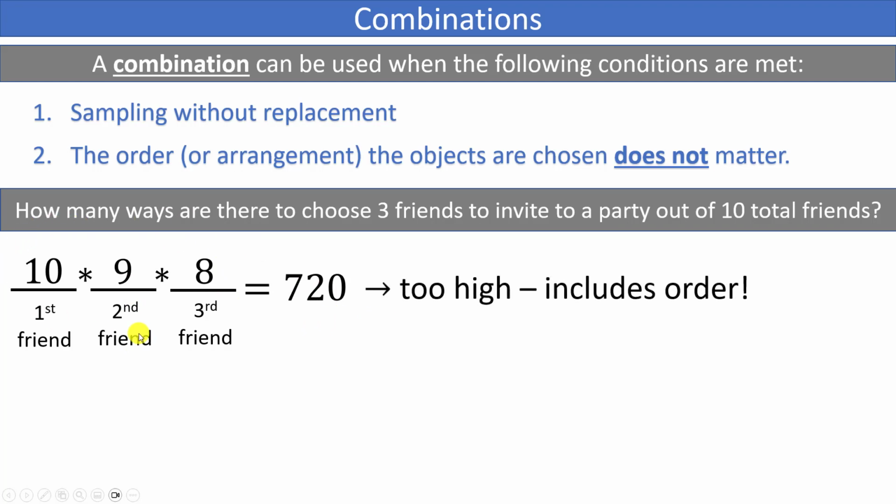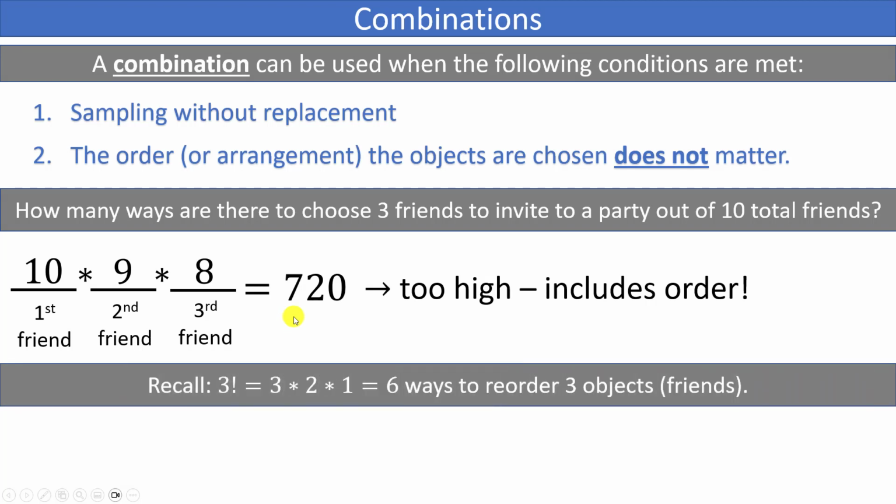This would be the permutation, right? This would say that inviting those friends in a different order is going to be a different outcome. But that's not true, right? Inviting the friends in a different order is not actually going to be a different outcome. So we have to somehow adjust this number. How do we have to adjust this number?